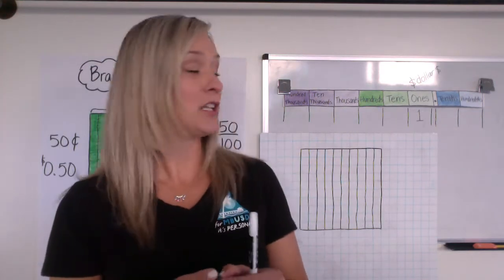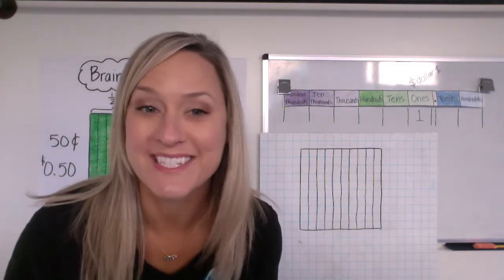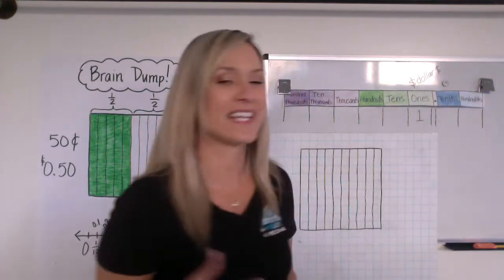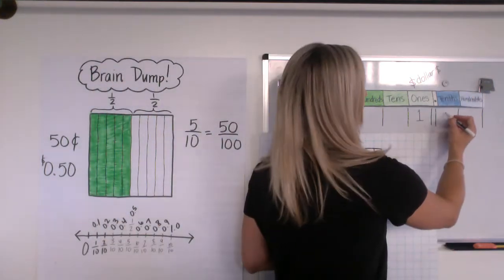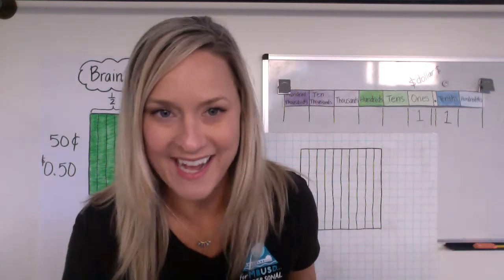okay, what coin is that? I hope it's a dime. It's a dime. Okay, which column would the dime go into? What do you think? Did you say tenths? That would be the tenths column. So if I put a 1 right here in the tenths column, that would represent 1 dime.